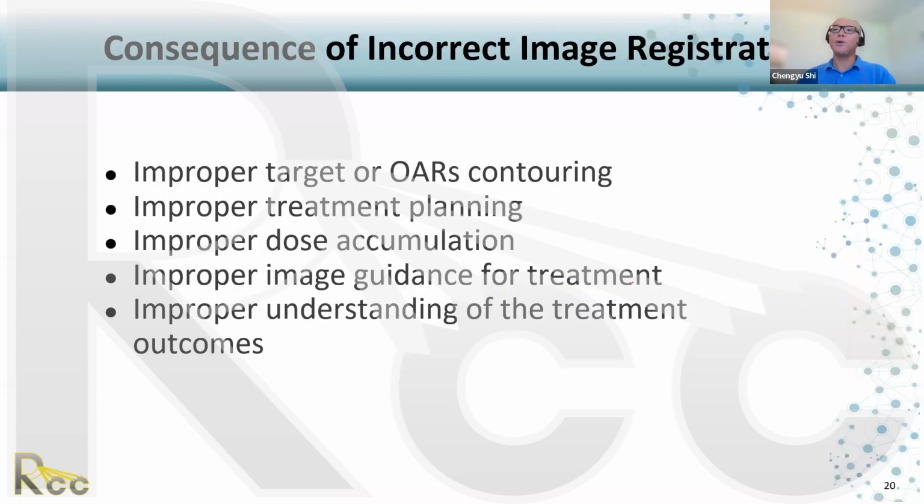So if you don't register well, these are the consequences: improper target contouring or OAR contouring, improper treatment plan development, improper dose accumulation for sure, improper image guidance later on, and improper understanding of the clinical outcome. You say, I did everything I can and everything looks reasonable, how come the patient got a different response, right?